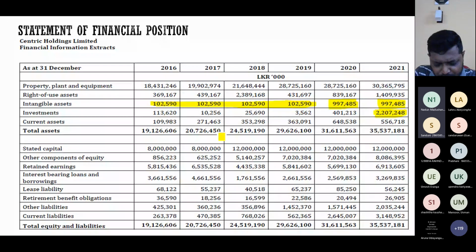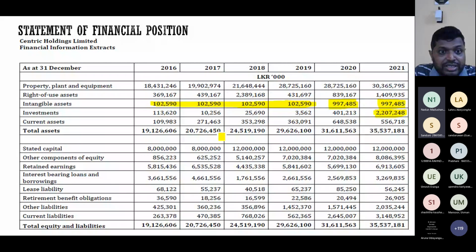And the company has invested in CWW, Centric Wind Wings Limited, Kandakulia. Where is the investment being recognized, and where have you recognized it?